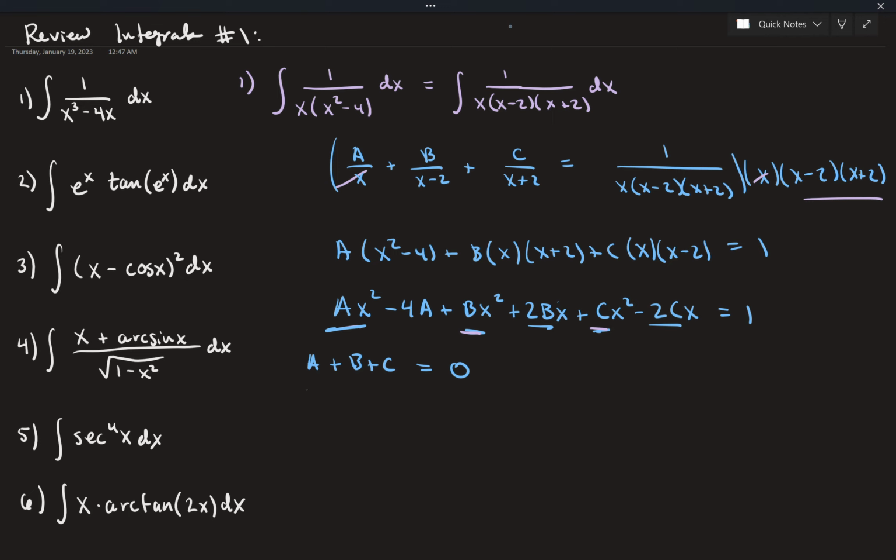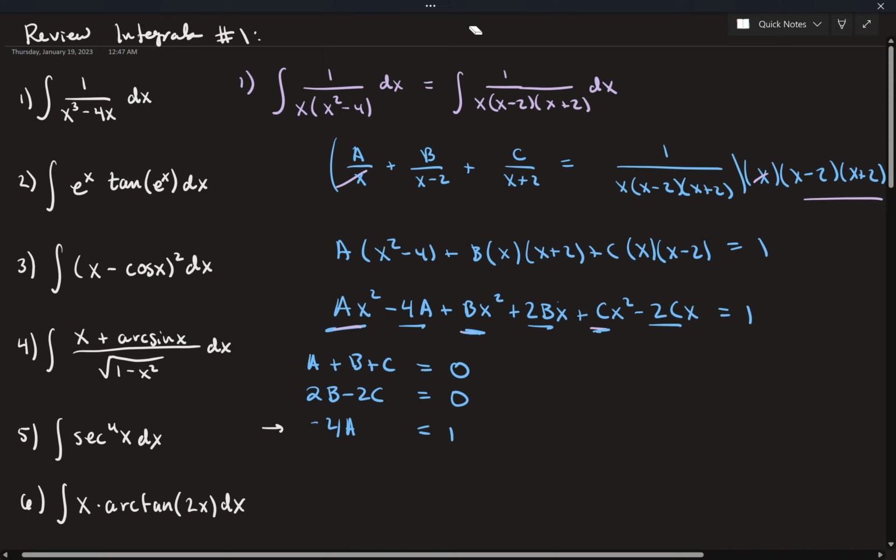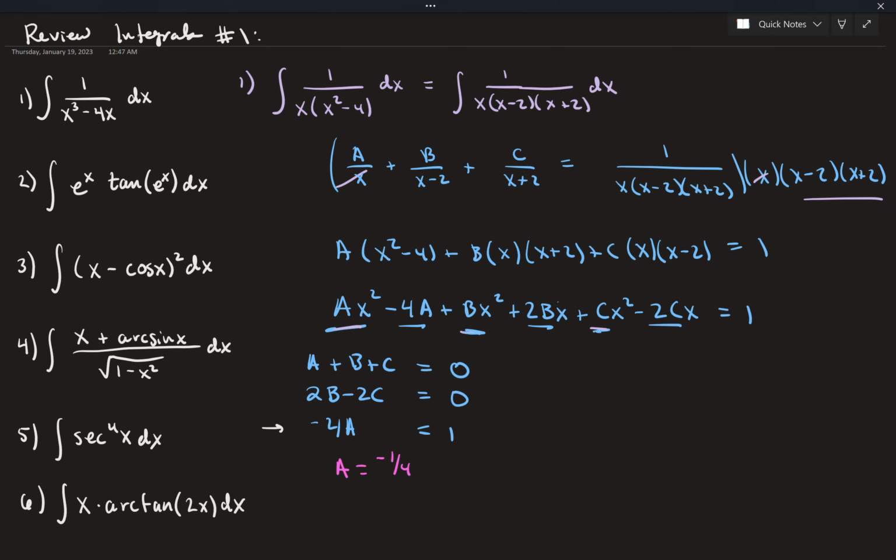2B minus 2C. I have that many x's on the left. How many do I have on the right? 0. Negative 4A, that's my constant term on the left. On the right, it's 1. So here we go. A is real easy to find. I won't use white for this because I have my problems in white, so let me change that color. There we go. So I got A is minus a quarter.